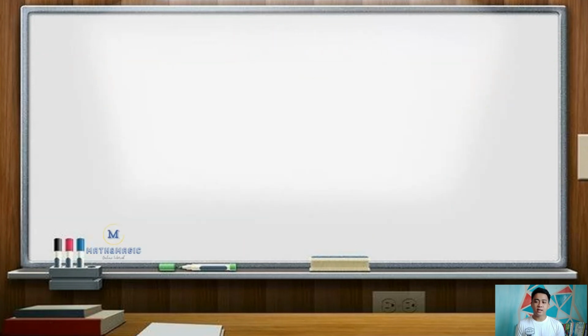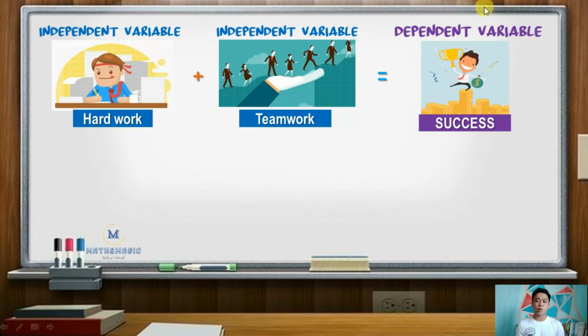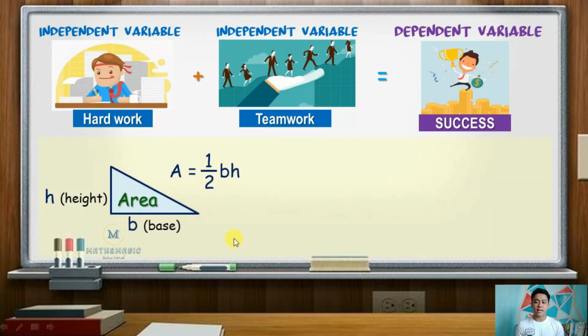Now, in real life, a dependent quantity or variable is not only affected by a single independent quantity. More often than not, this is influenced by two or more independent quantities or variables. Say for example, the formula for the area of a triangle. It is given by A equals 1/2 times the base times the height of the triangle. Here 1/2 serves as the constant of variation, and the base and the height are two independent variables, which significantly affect the area of our triangle.